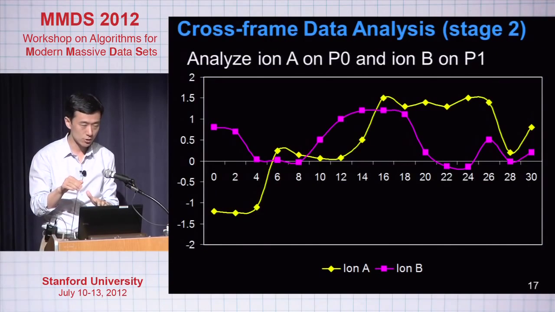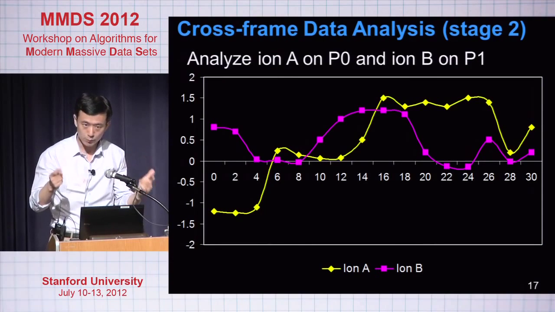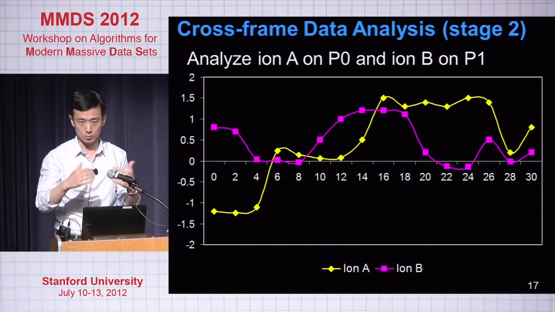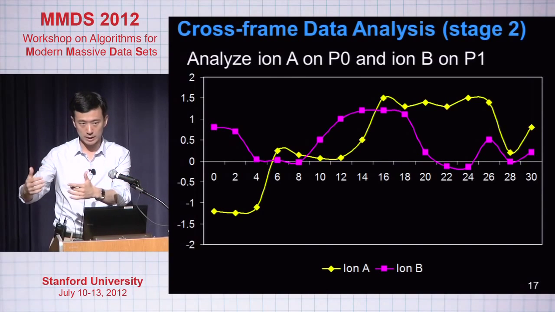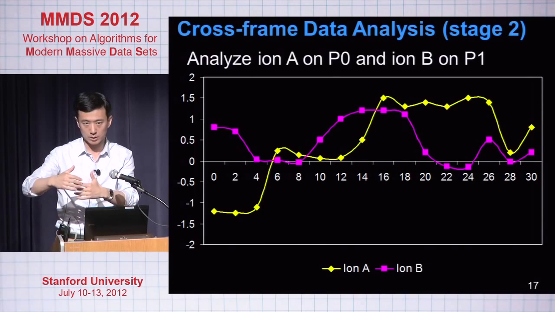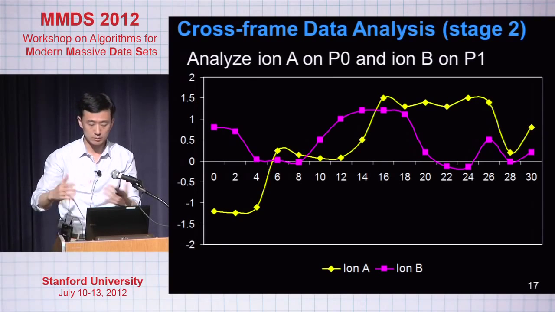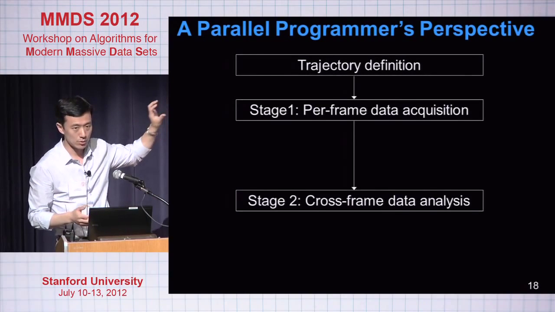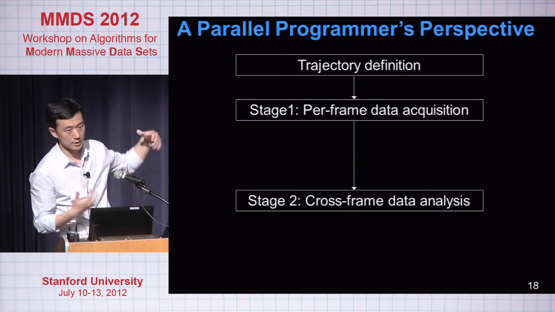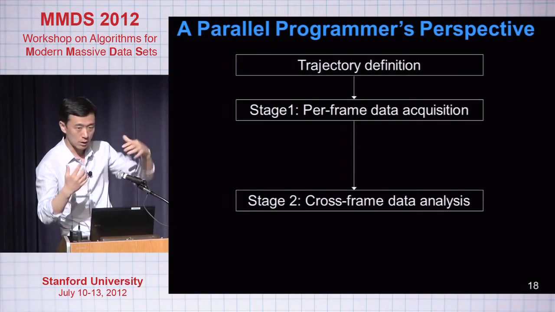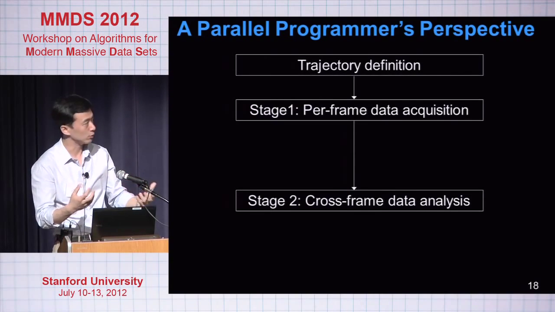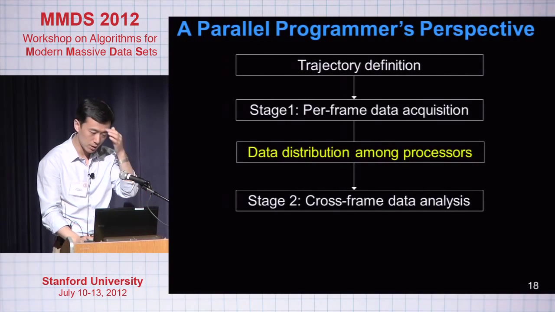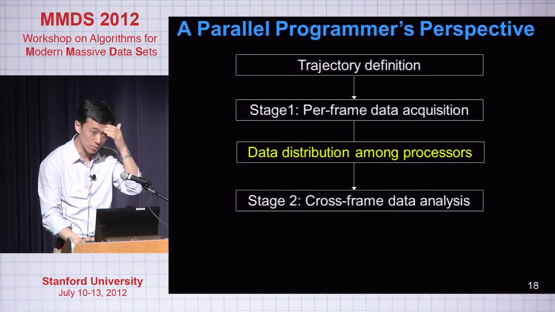Now, in the second stage, if we could somehow group the data that belongs to ion A on one node and the data that belongs to ion B on another node, then we can do the data analysis embarrassingly parallel. Now, the question is, there's a gap here. It's not obvious, at least to computational chemists, after you acquire the data from each frame, how do you do this cross-frame data exchange and communication? So what's missing here is we need to do data distribution among the processes.